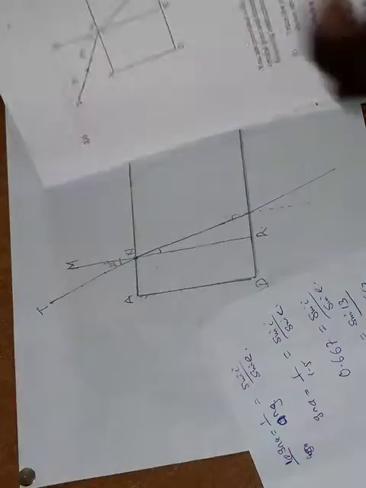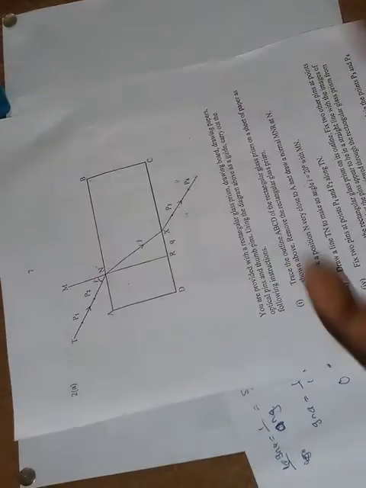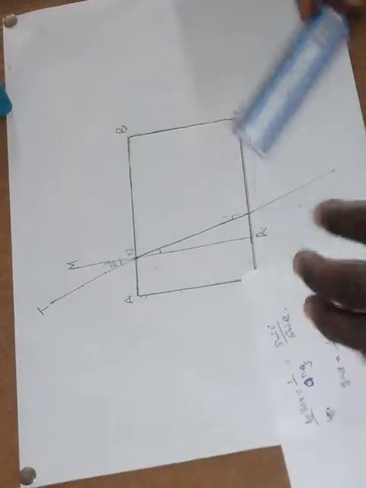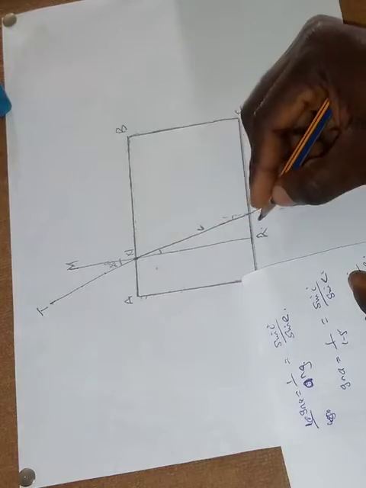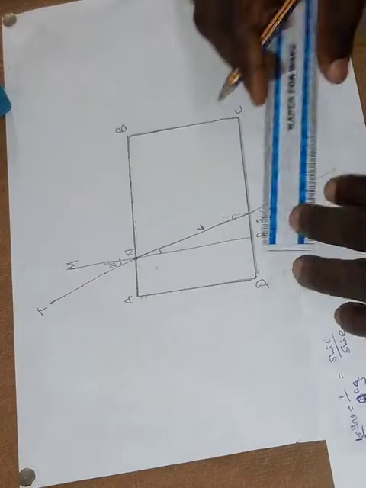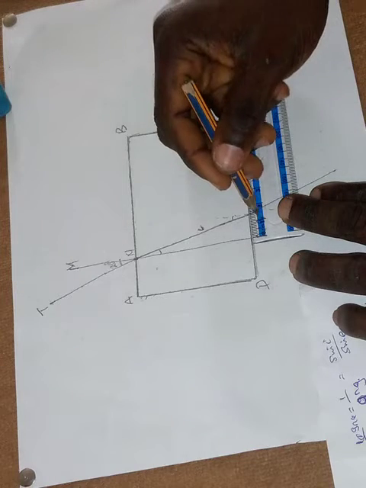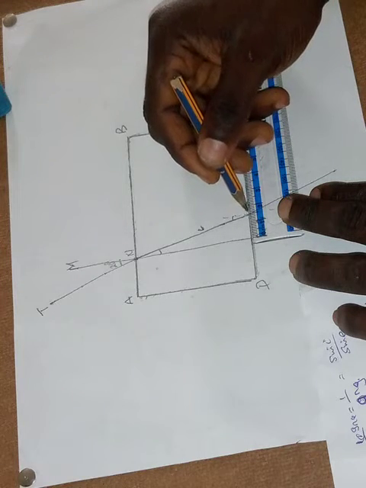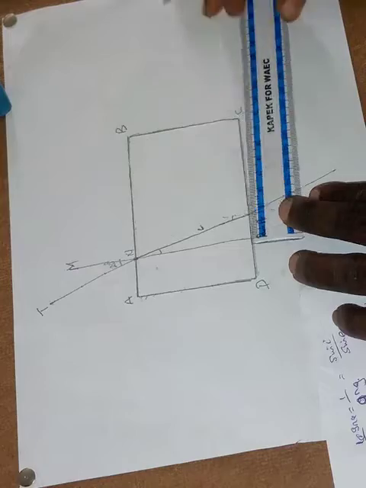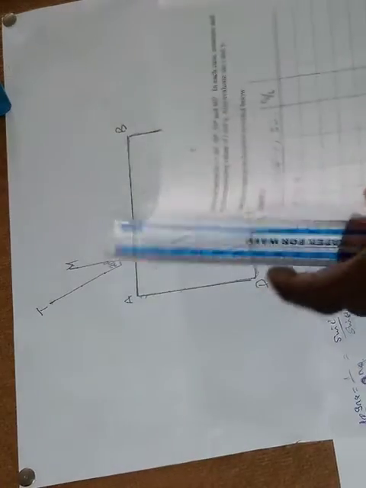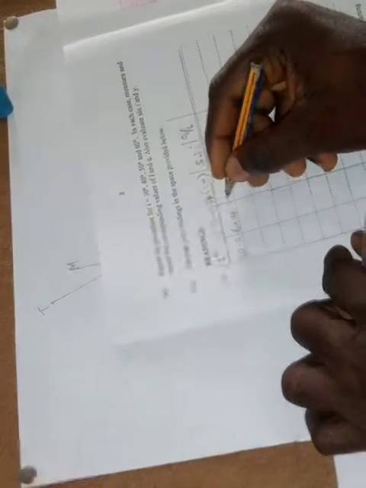And I'm going to measure Q. From here, this is L and this is Q. So this is 5, 1, 2, 3, 4, 5, 1.5. So Q is equal to 1.5. We can leave the evaluating and go for the other.